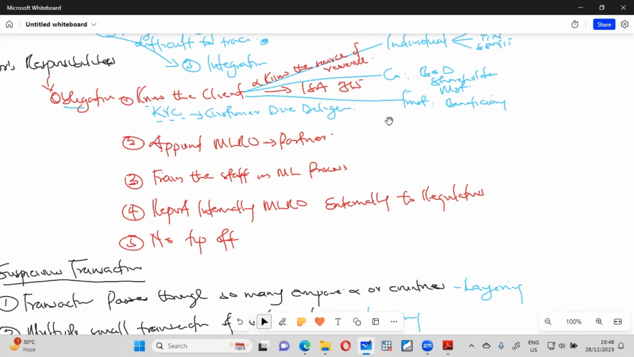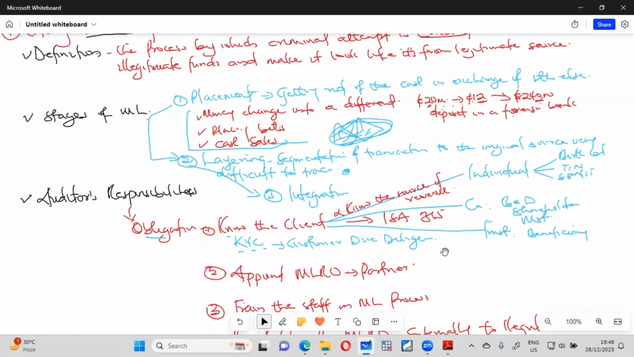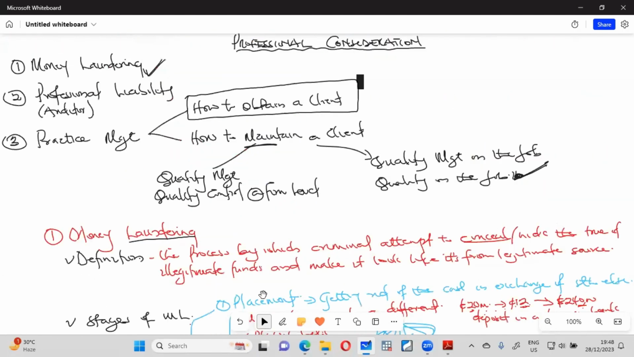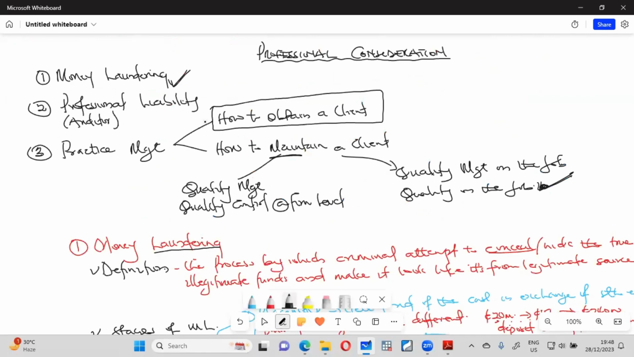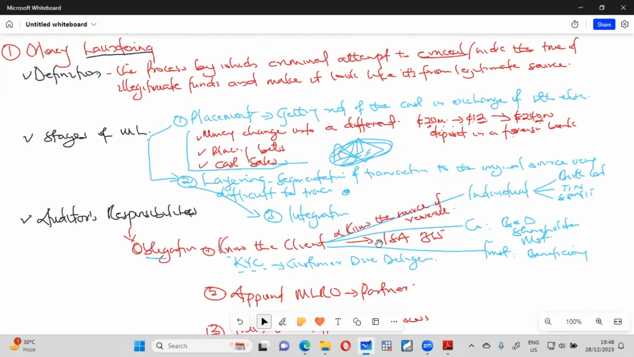Then let's go to auditor's liability. So objective 1 today is gone. This one is gone. We are coming here. The main job is here. All right. Now, let's come to professional liability.